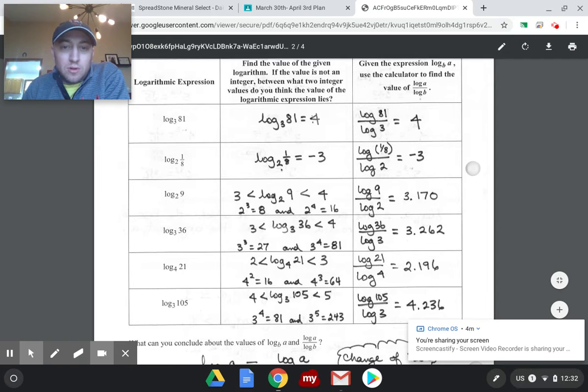Log base 2 of what power is equal to 1/8? The answer would be -3.